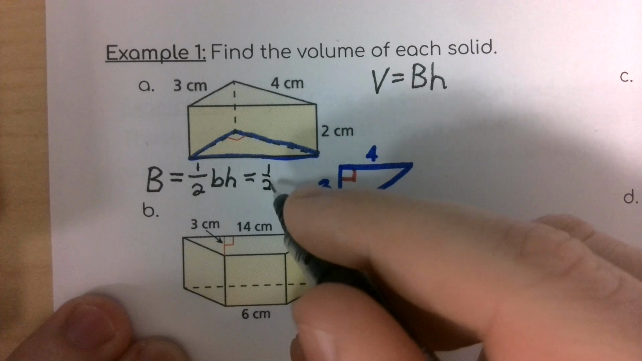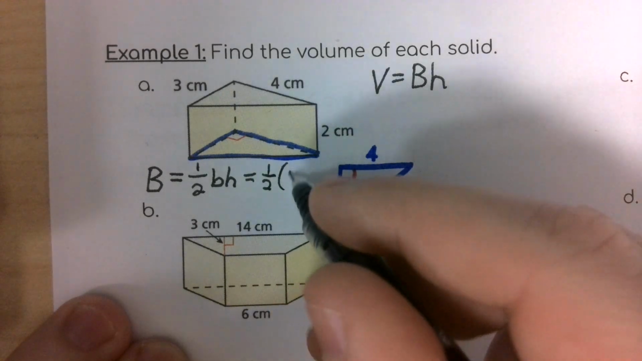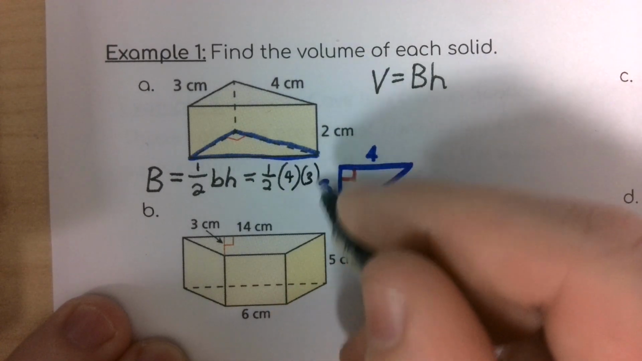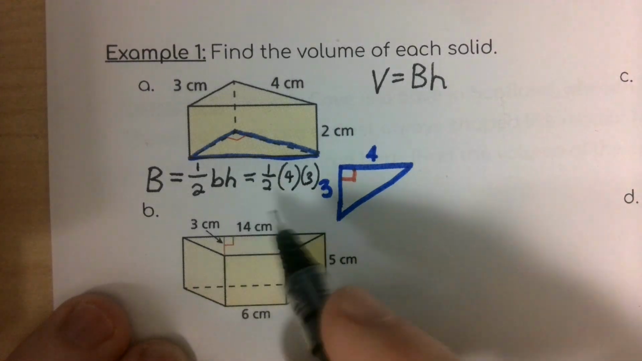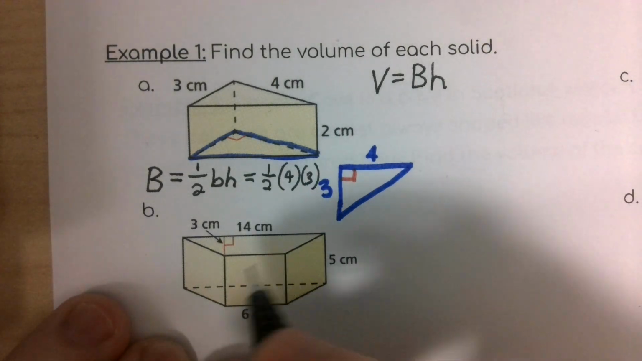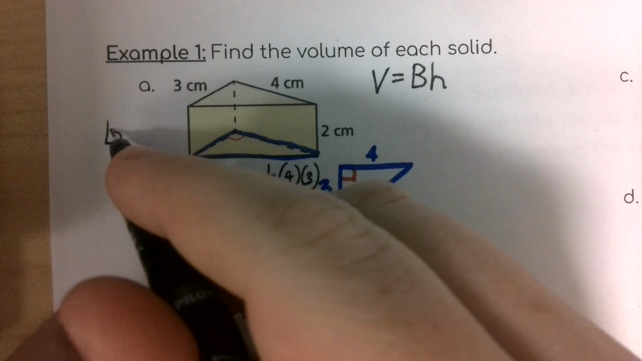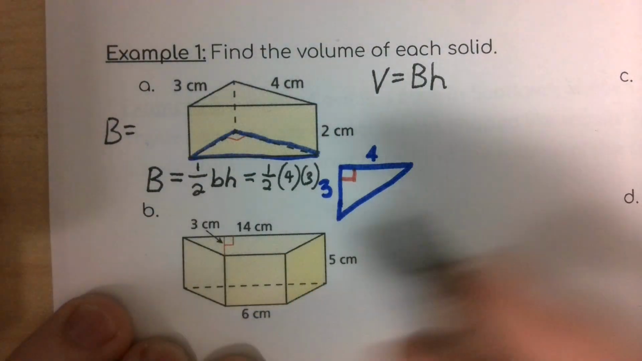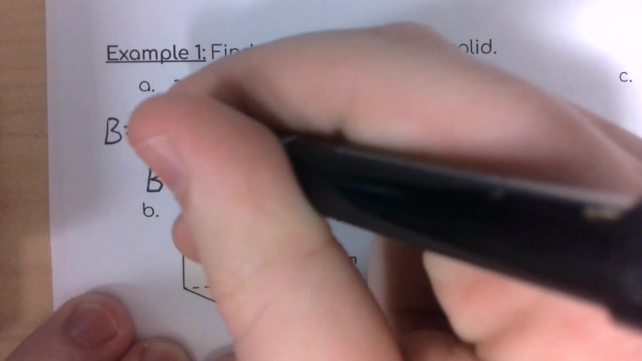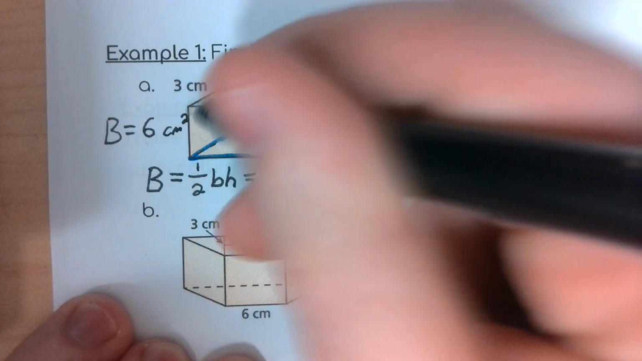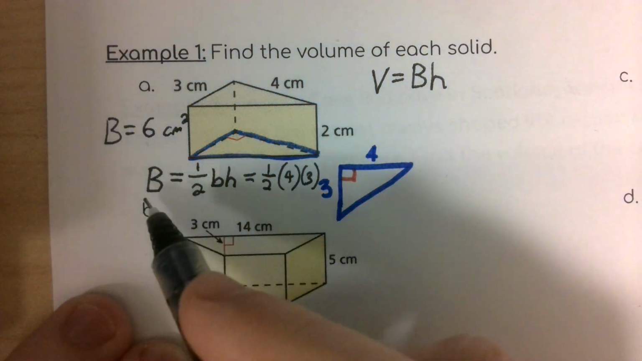In this case, the base of this small triangle is 4, and the height is 3, so the base would be 1/2 of 4 times 3. 1/2 of 4 times 3 is 6. So the area of the base is 6 centimeters squared.